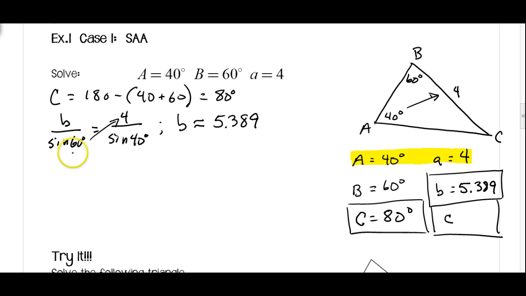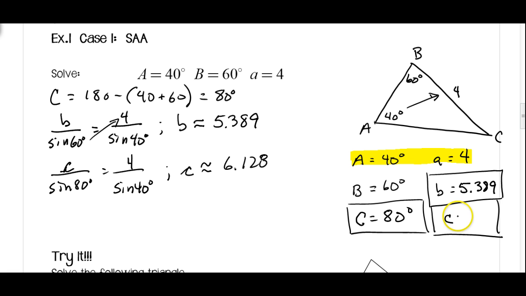And then we could do the same thing with C. We've got C over the sine of 80 degrees, and I'm going to use the same ratio, 4 over sine of 40, and we go ahead and solve that for C, and we should get that C is approximately 6.128.